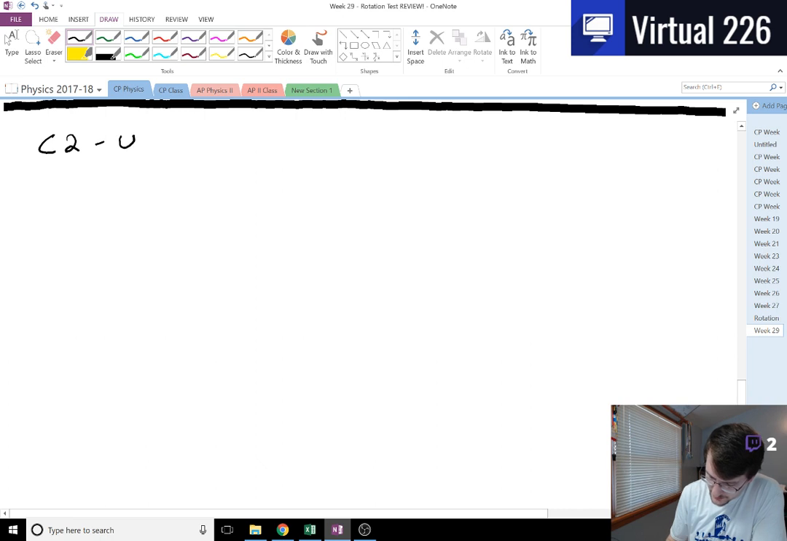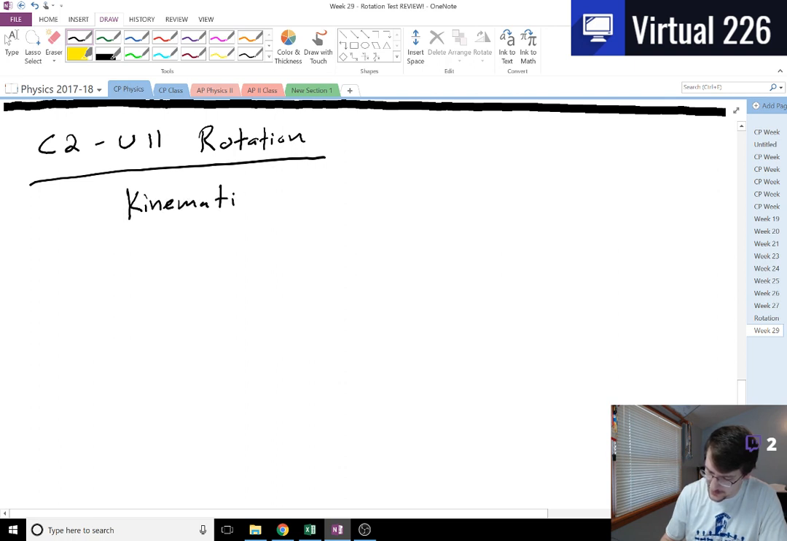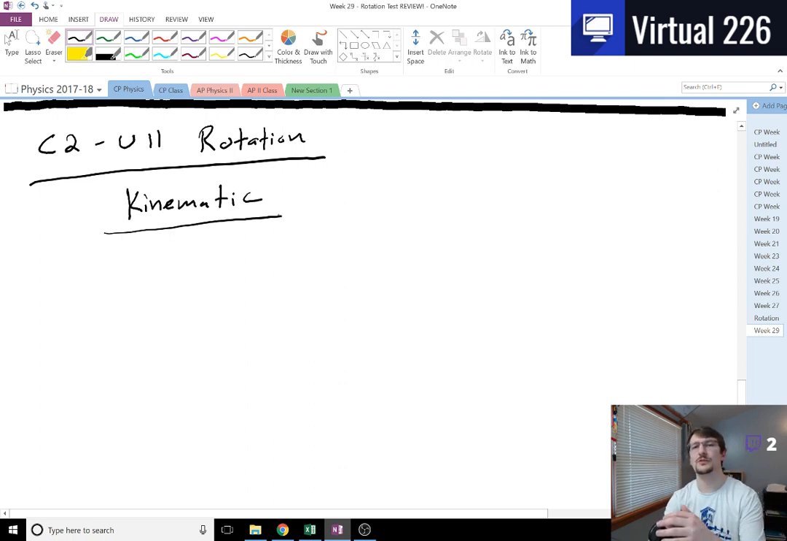For the C2 problem of Unit 11 rotato, we have more kinematic rotation problems. Earlier in the year, kinematic problems were stuff like, hey, a car is moving down the road at 10 meters per second, it slams on the gas, and it accelerates at some rate for some time. How fast is it going later, or how far did it go later? We looked at these for the x direction. We then did this for the y direction, like a seagull dropping stuff onto rocks. And then eventually we did projectile motion.